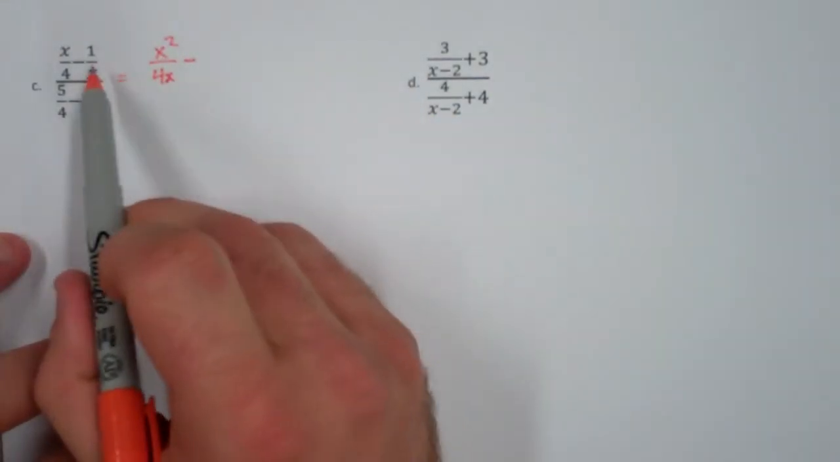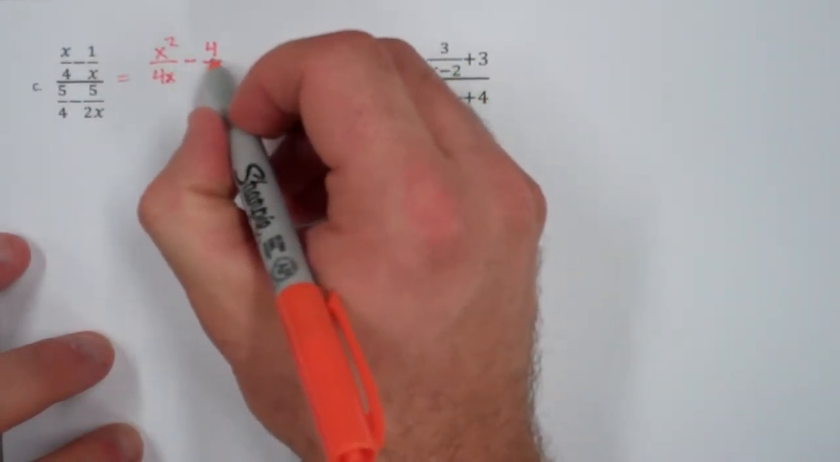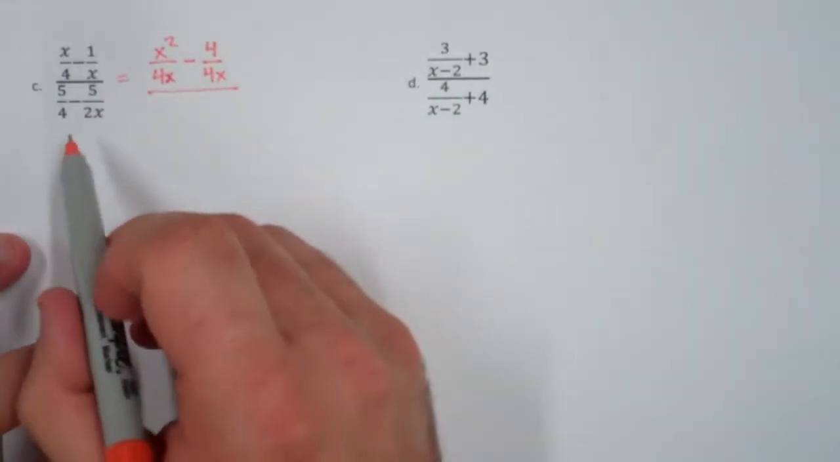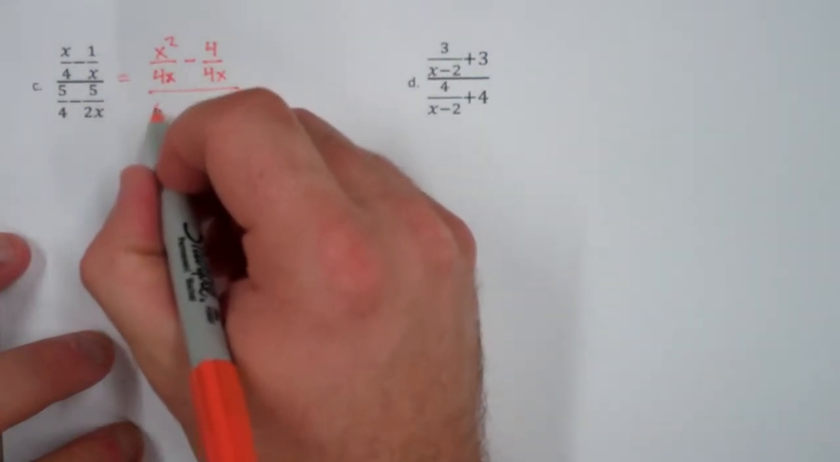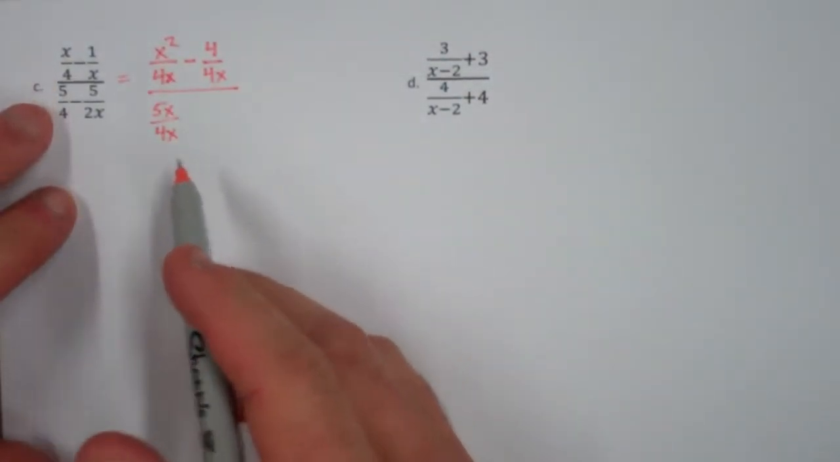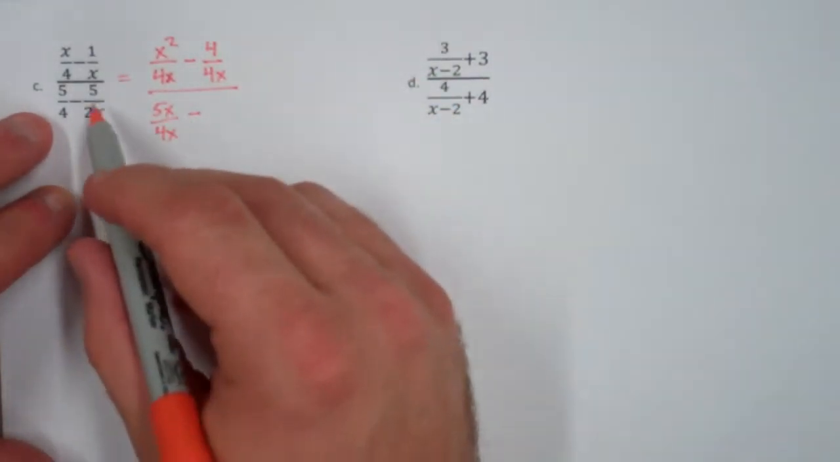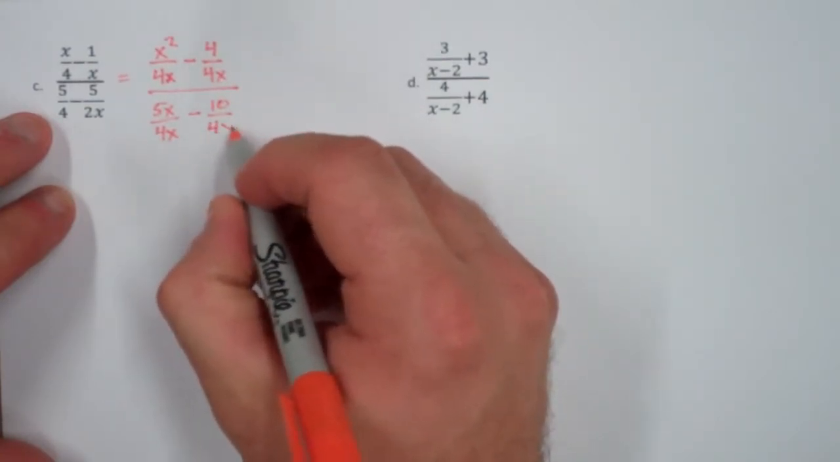And then to get a common denominator, we'll have to multiply this fraction by 4 over 4. So 4 times 1 is 4, and then 4x will go here. Now we'll need to multiply this one by x. So we've got 5x over 4x, which is the same as 5 over 4. And we need to somehow get a 4x out of this 2x. We need to multiply the top by 2 and the bottom by 2.